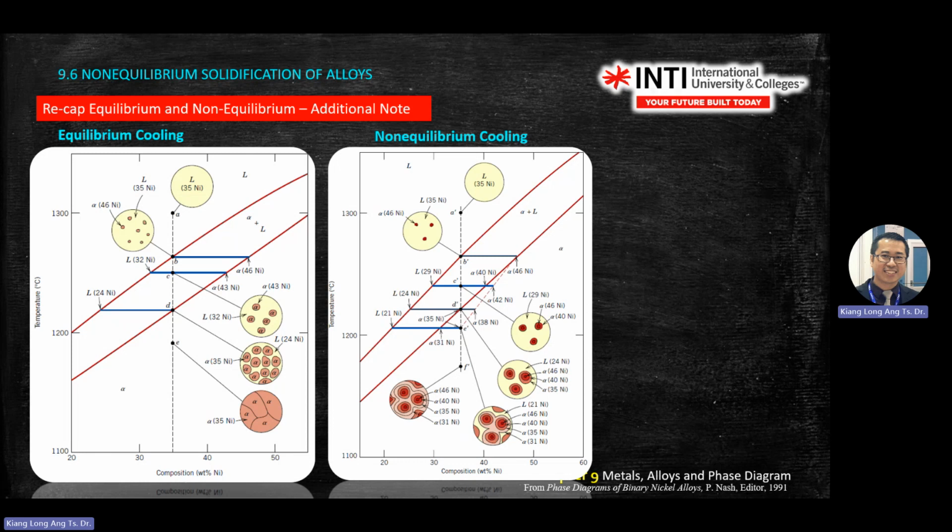How do you get 32? For liquid, you extend to the left, you touch the liquid region. Extend down, you get 32%. From the C point, extend to the right, you get the percentage of solid. You extend down, you get 43%. So your alpha, although it's a solid, has 43% nickel. Understand? The percentage changes as you drop further and further.